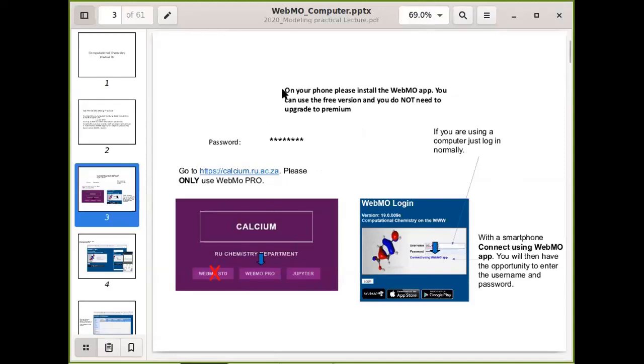We are using, so just please note, if you can write this down right now, because I haven't got this freely available. If you don't write it down, you will have to email me to get this password. And the password is case sensitive. Now, to get to Webmo, I suggest if you would prefer to use a cell phone, please install the Webmo app. It is a free app. You do not have to upgrade to the premium version to do this practical. If you run into any trouble with it, please just email me.